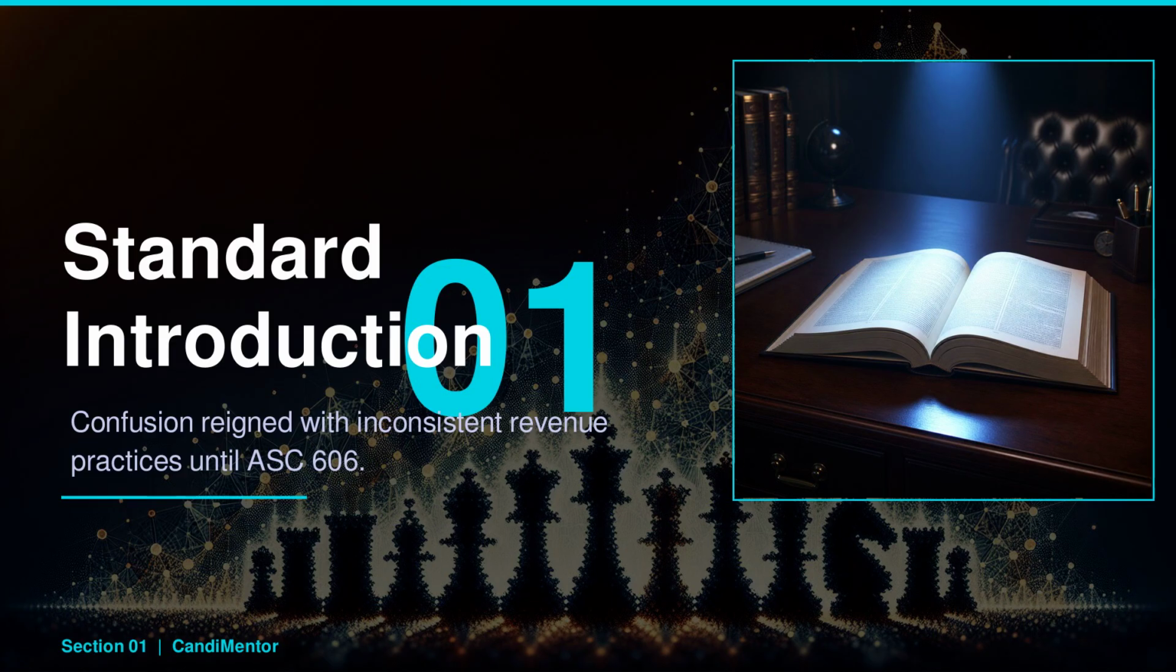know. Prior to ASC 606, companies could recognize revenue in wildly different ways, creating confusion and inconsistency. Imagine two similar companies reporting vastly different revenue from similar transactions. ASC 606 standardized revenue recognition, ensuring comparability and transparency. By understanding this, you'll grasp how businesses accurately report billions in revenue, enhancing investor trust.